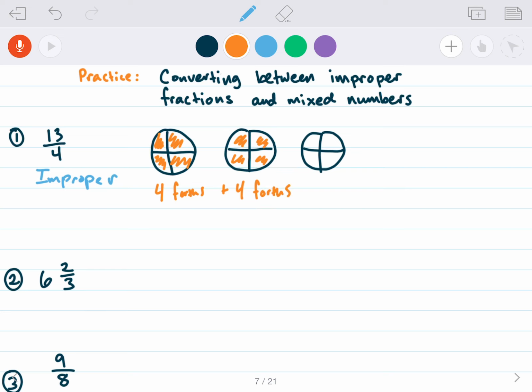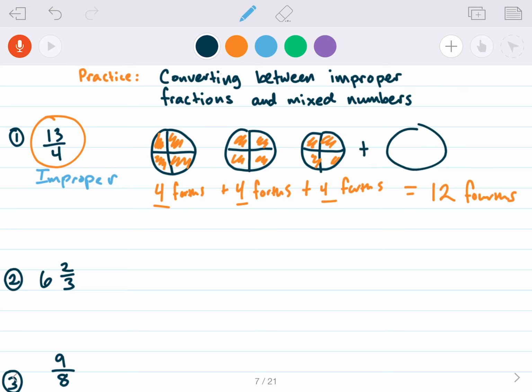Okay, so 4 fourths plus 4 fourths plus 4 fourths. How many fourths is that? Well, 4, 8, 12. That's going to be 12 fourths. This is 13 fourths, so we need one more fourth shaded.